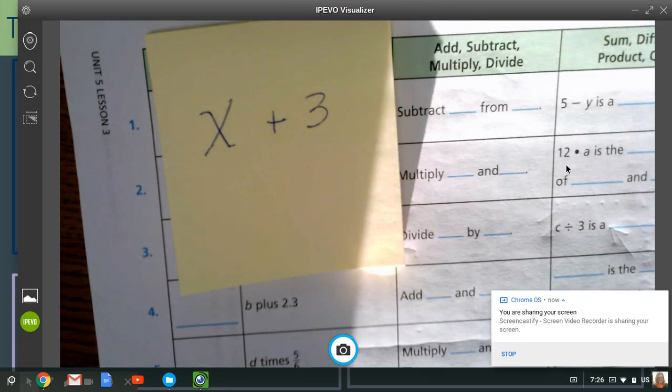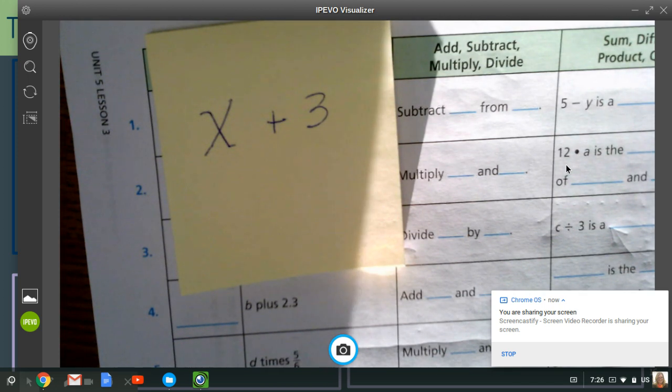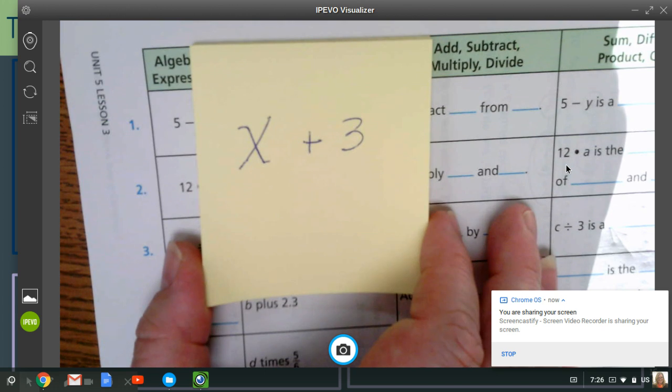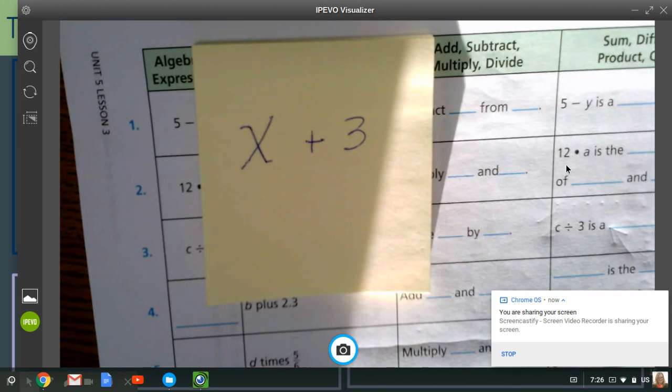So what's going to be important is to realize that there are several ways to read an algebraic expression. For instance, here you see x plus 3. But there are several ways to say that. You might say x plus 3, the sum of x and 3, or 3 more than x.